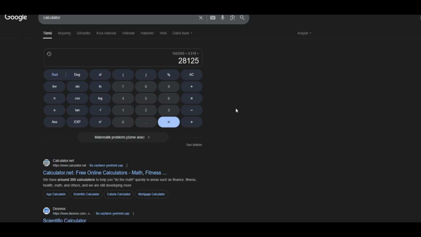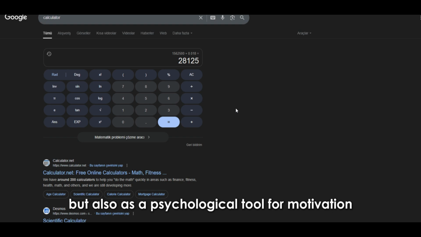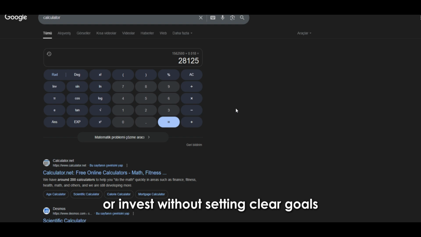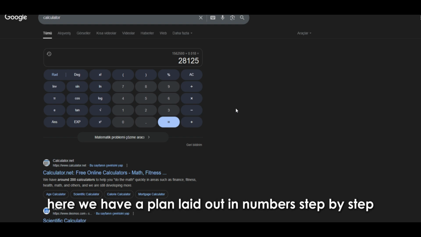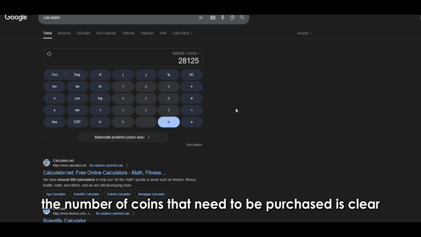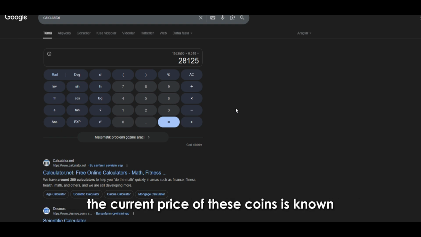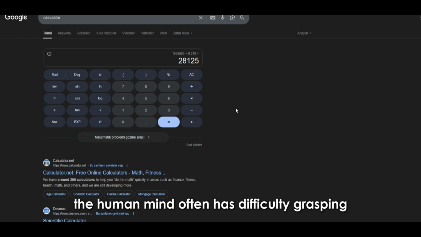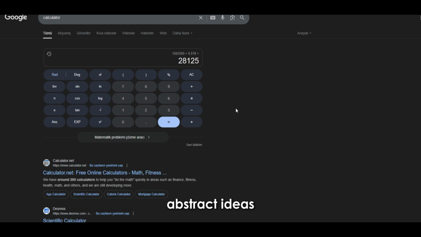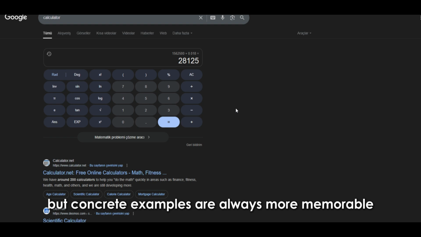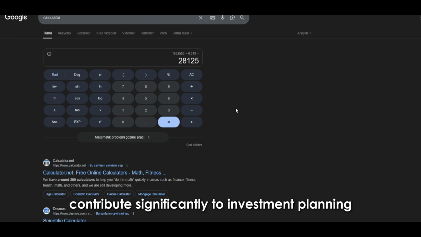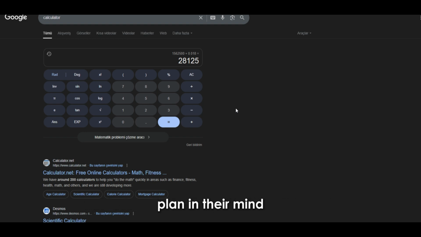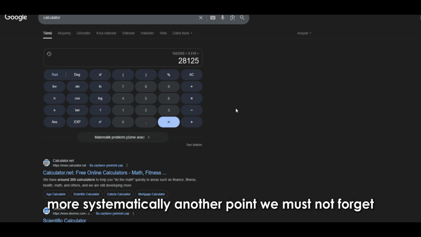We can also look at this scenario not just as a dry calculation, but also as a psychological tool for motivation, because many investors struggle to dream big or invest without setting clear goals. However, here we have a plan laid out in numbers step by step. The number of coins that need to be purchased is clear, the current price of these coins is known, the amount of investment required is specific, and the potential gain at the end is clearly defined. The human mind often has difficulty grasping abstract ideas, but concrete examples are always more memorable. That's why these kinds of calculations contribute significantly to investment planning, not just mathematically, but also mentally. An investor who visualizes this plan in their mind can follow the necessary steps toward the goal more systematically.